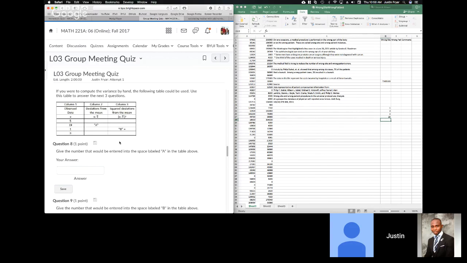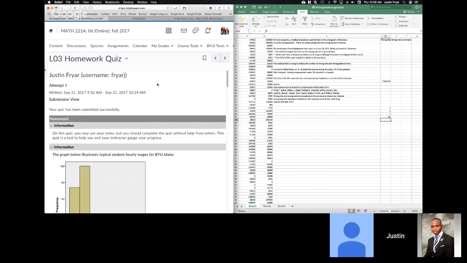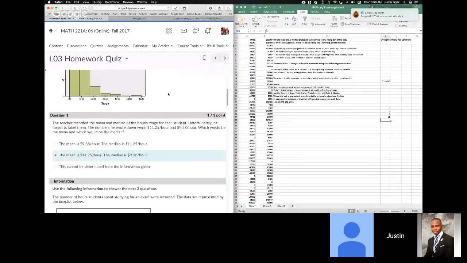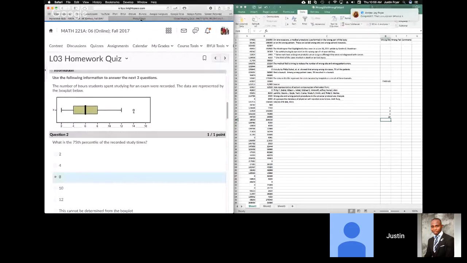Deviations from the mean. So 19 will be excellent. I'm going blank on this one.